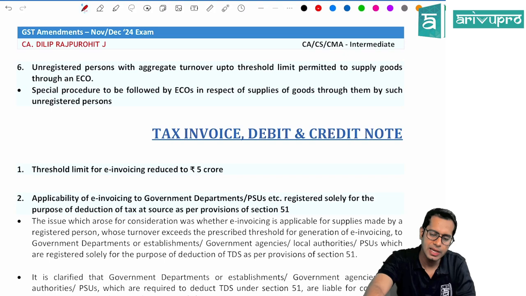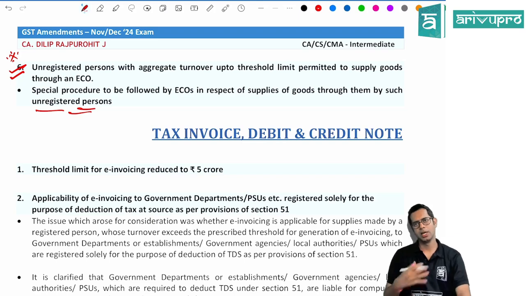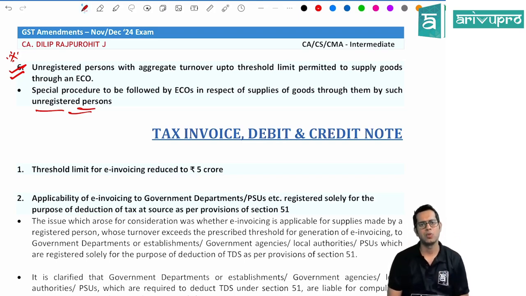Unregistered person with aggregate turnover up to threshold limit permitted to supply goods through e-commerce operator. Special procedure to be followed by e-commerce operator in case of supply of goods through them by unregistered person. Now, this is a beautiful point, a new point. What used to happen was many small businessmen were not allowed to supply.